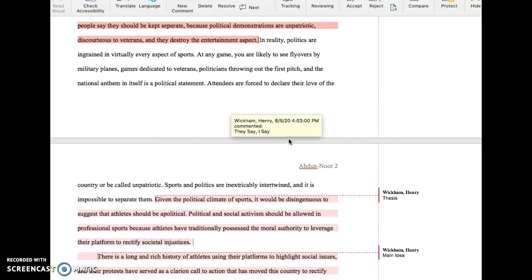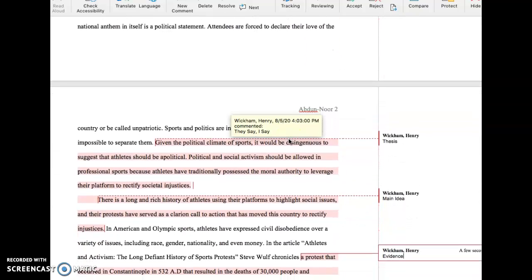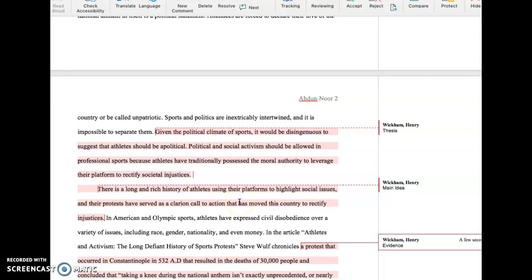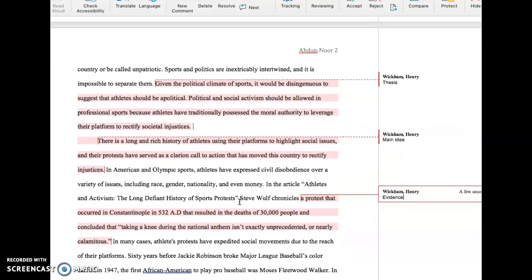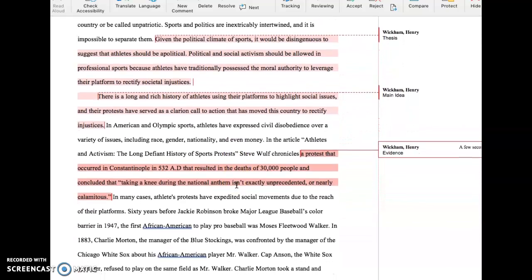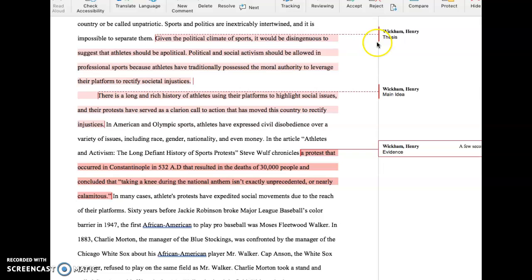Okay, so moving down, we see he has a clear thesis here. "Given the political climate of sports, it would be disingenuous to suggest that athletes should be apolitical. Political and social activism should be allowed in professional sports because athletes have traditionally possessed the moral authority to leverage their platform to rectify social injustices." Okay, so a clear thesis.